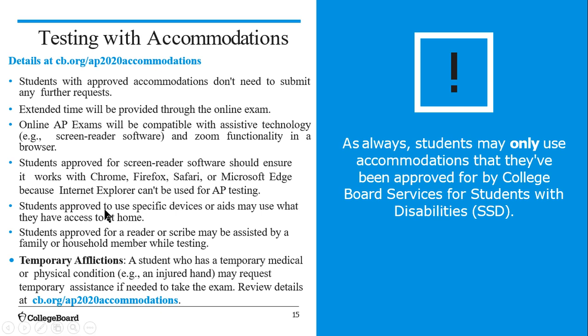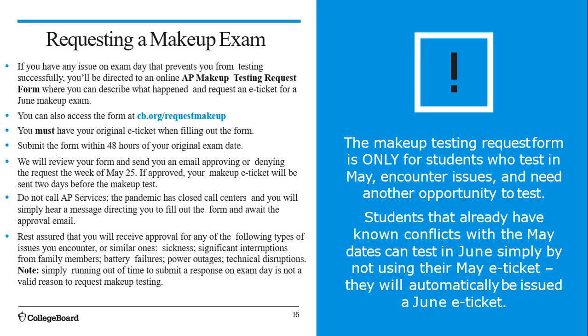Testing with accommodations. If you have accommodations, they will show up. If you have a visual impairment or things like that, it'll work with it okay. No problem with that. Temporary affliction: a student has a temporary medical or physical condition. Let's say you broke your arm or something like that. You need to email Miss Talent or AP. I would definitely try Miss Talent. She's the AP coordinator. You're going to want to go over that stuff, because if you can't write and you have someone else write for you, you have to have that pre-approved. You cannot go into the test with some condition you don't have pre-approved.